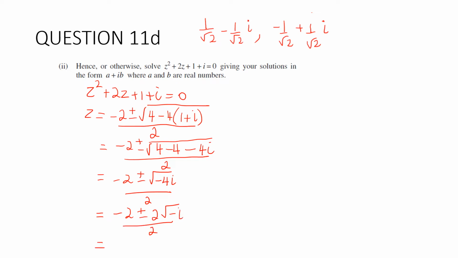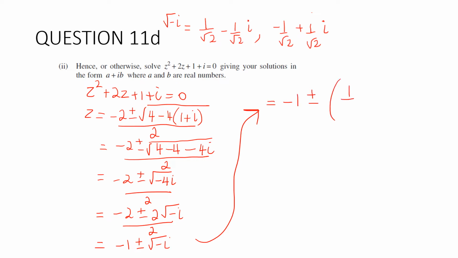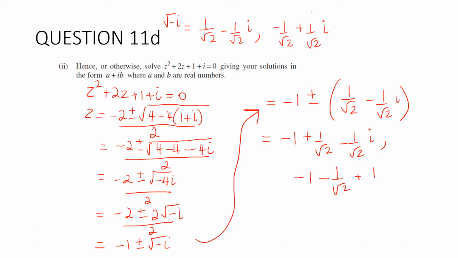And those 2's will cancel out. Negative 1 plus or minus the square root of negative i. Now, we worked out in part 1 what the square roots of negative i were. Here they are up the top. So we have equals negative 1 plus or minus, and we only need one of these, 1 on root 2 take away 1 on root 2 i. And just tidying those up, we get negative 1 plus 1 on root 2 minus 1 on root 2 i, and negative 1 minus 1 on root 2 plus 1 on root 2 i.